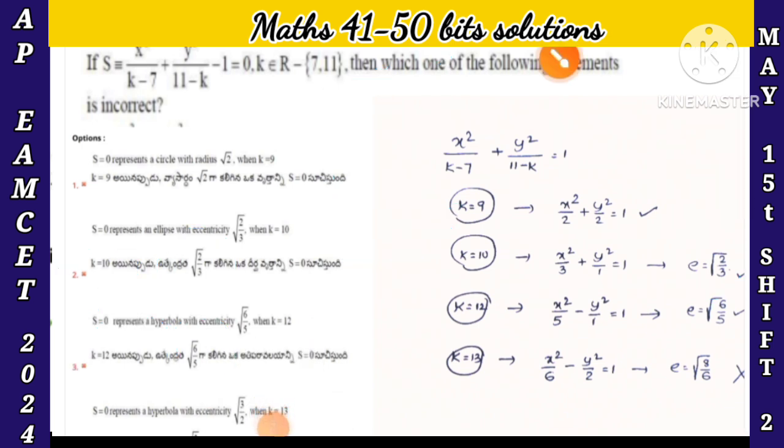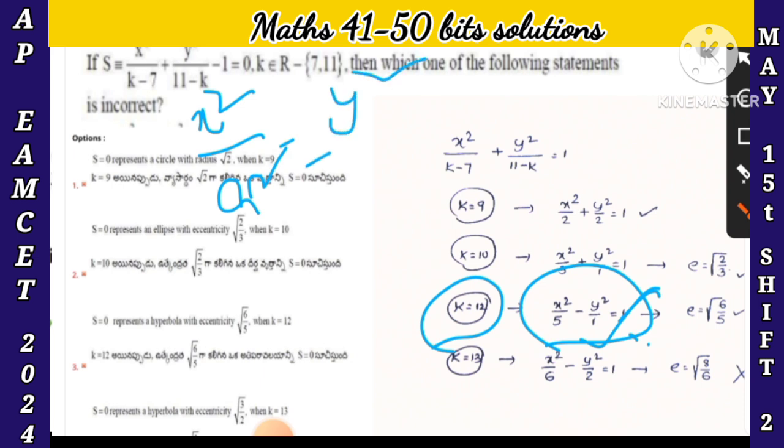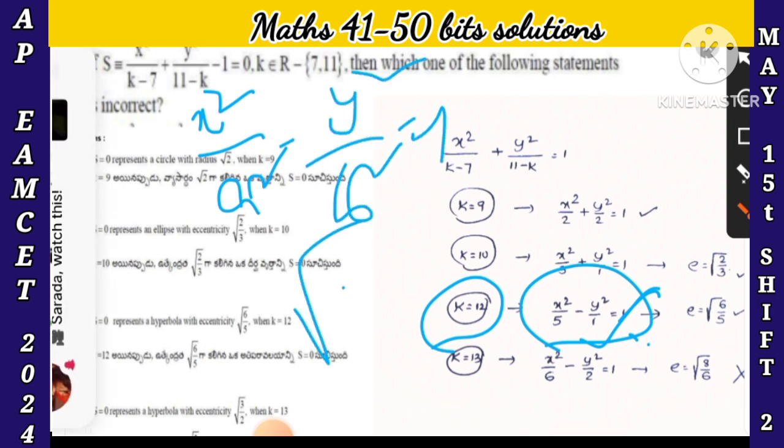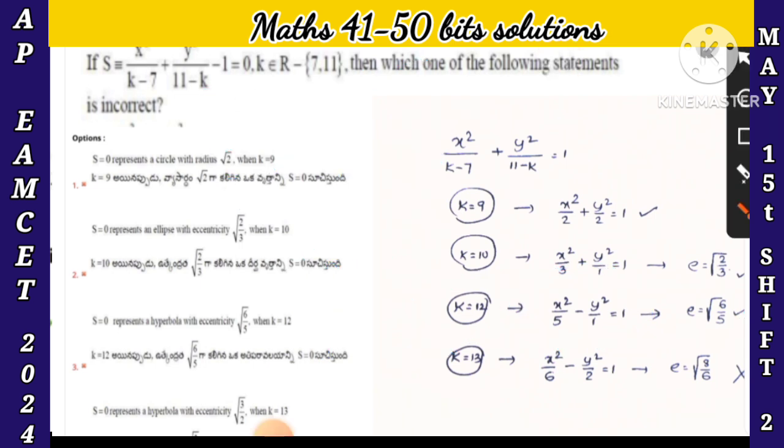So replace k is equal to 12 here. Then this becomes x square by 5 plus y square by minus 1, that is minus y square by 1 equal to 0, which is the equation of the hyperbola. Since this is in the form of x square by a square minus y square by b square equals 1, now eccentricity is equal to the square root of (a square plus b square) by a square, that is equal to the square root of (5 plus 1) by 5, 6 by 5. Yes, this is also the right answer.